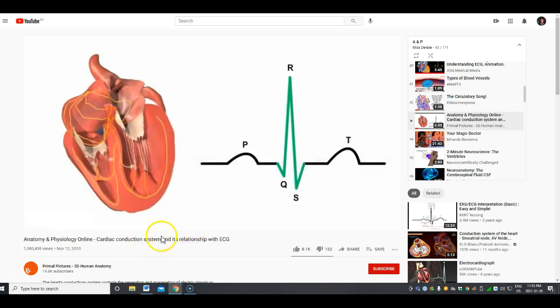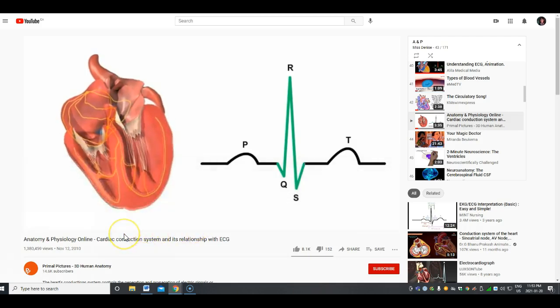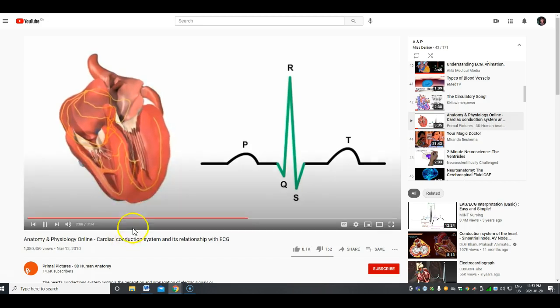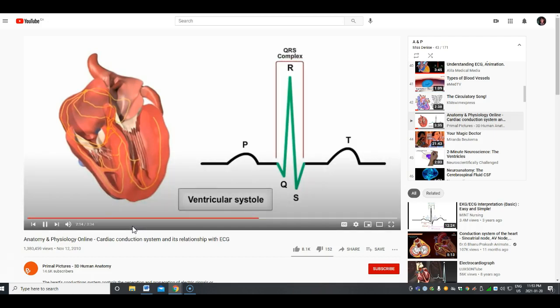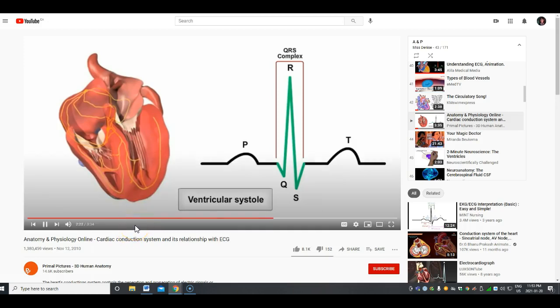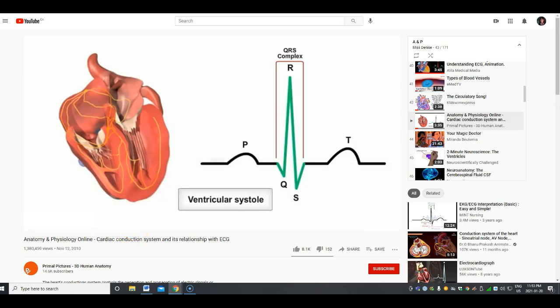As the signal spreads through the ventricles, the contractile fibers depolarize and contract very rapidly, inducing ventricular systole. The ECG's QRS complex represents this rapid ventricular depolarization. Atrial repolarization also occurs at this time, but any atrial activity is hidden on the ECG by the QRS complex.